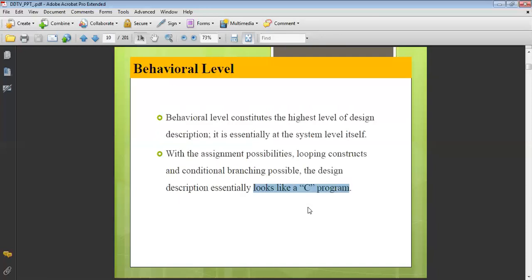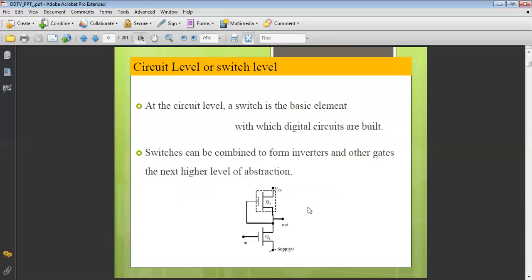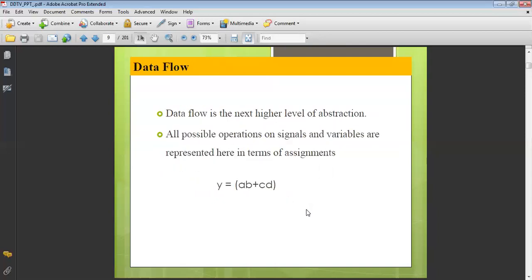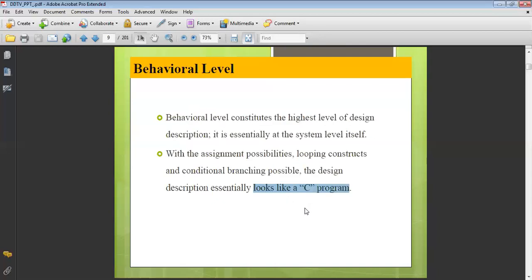So by using all these four types of design descriptions, we can develop the functionality of digital circuits by using this Verilog HDL.